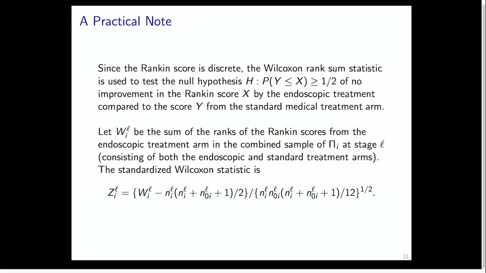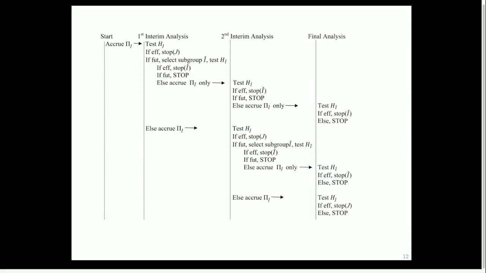I should also mention a practical note here. The Rankin score is, of course, discrete. So in our implementation, we actually use the Wilcoxon form. We have to standardize the Wilcoxon form, and that you can do very, very easily. That's not a problem. So here is the final procedure.